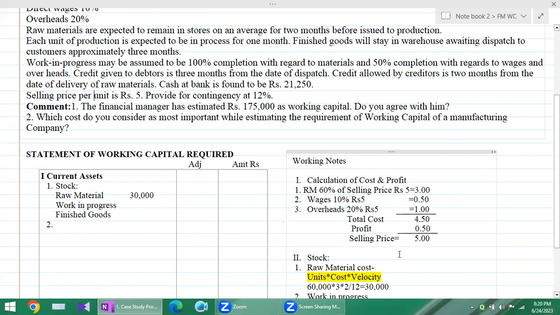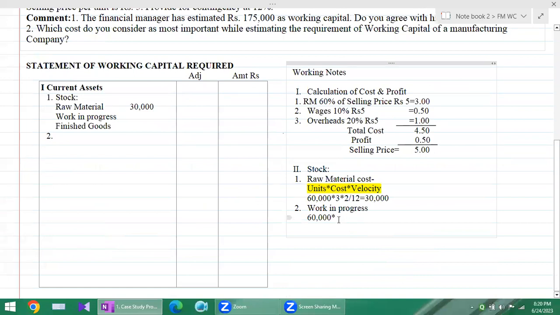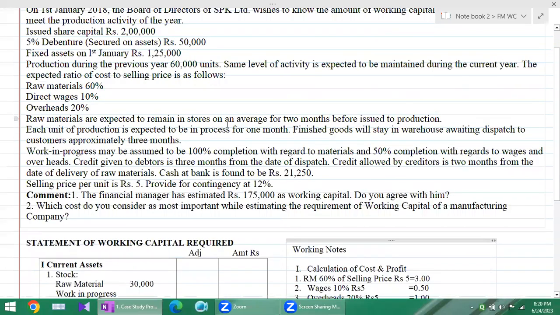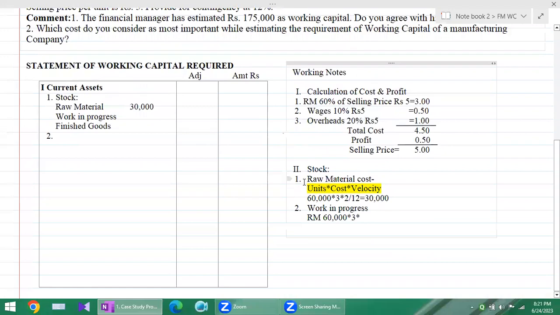The clear cut information is provided to us. That's why in this work in progress, again, I will write this as a raw material. Completely, we will take 60,000 units. Raw material cost is rupees 3 into velocity for the work in process. How much velocity for the work in process? Raw materials are expected to remain is over. Each unit of production is expected to be in process for 1 month. Okay, the velocity for work in process is 1 month.